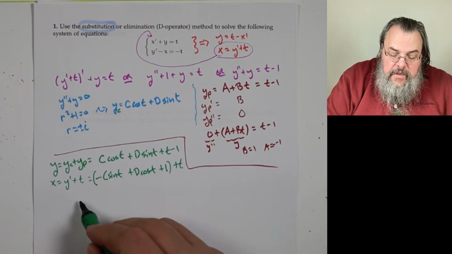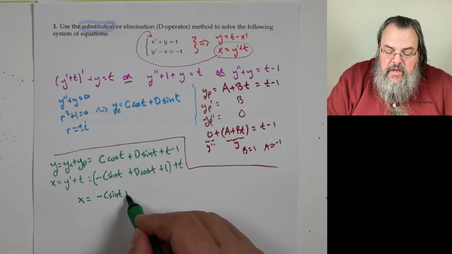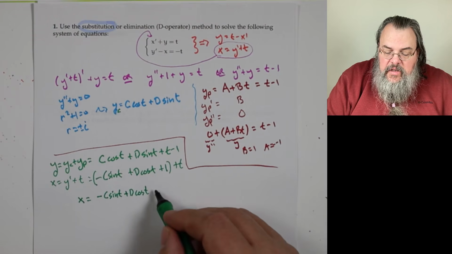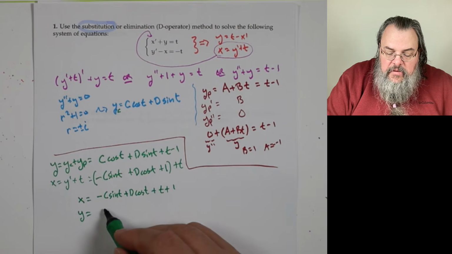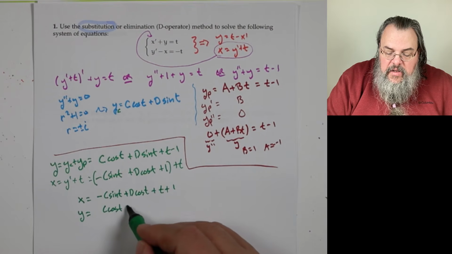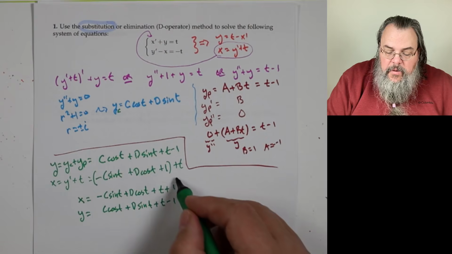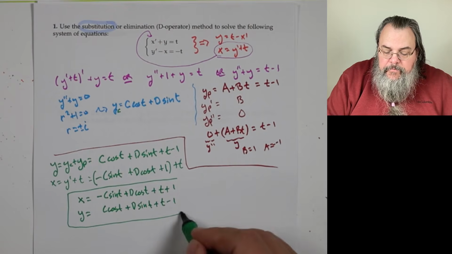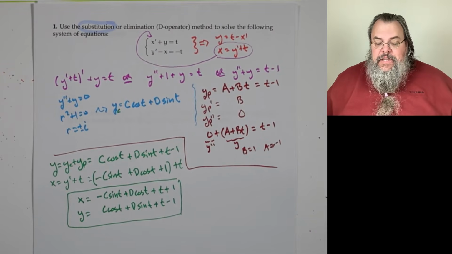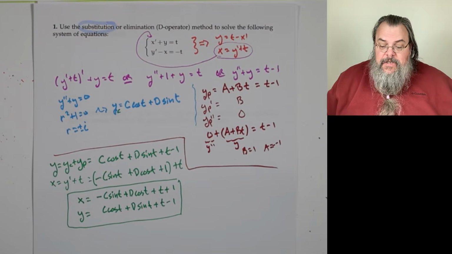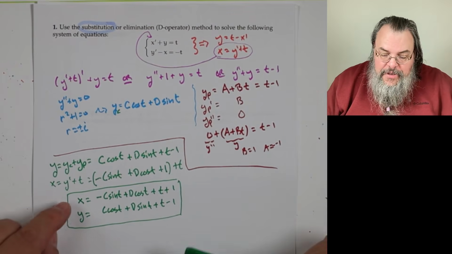So rewriting it, we get x equals minus c sine t plus d cosine t plus, and I'll write it as t plus 1, and y equals c cosine t plus d sine t, and then plus t minus 1. And there we go. Because we don't have initial values, we can't solve for c and d. That's the answer.